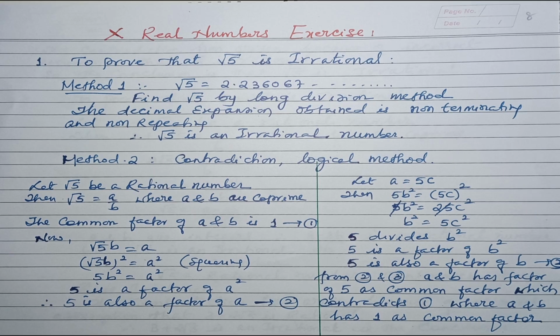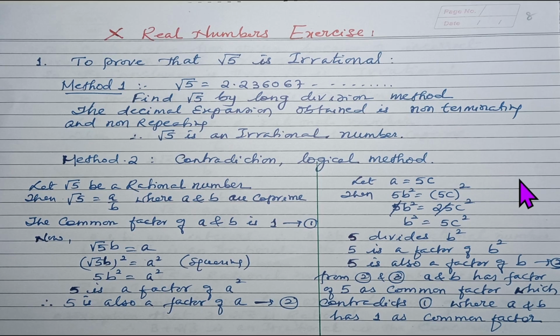So after finding out the square root of 5 by the long division method, the decimal expansion obtained is non-terminating and non-repeating, and therefore root 5 is 100% an irrational number. And this is one simple direct method of saying that root 5 is an irrational number. But there is another method, and that method was proposed by Hippasus, and the method is called the contradiction method, which is a logical method.